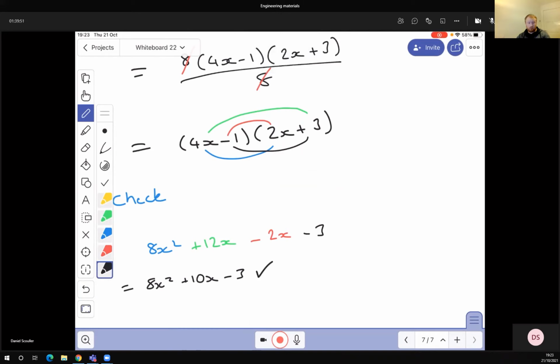Okay, remember this is factorisation at its very hardest. Okay.